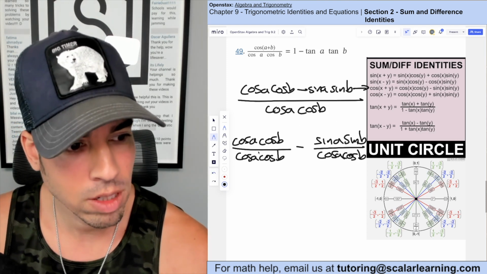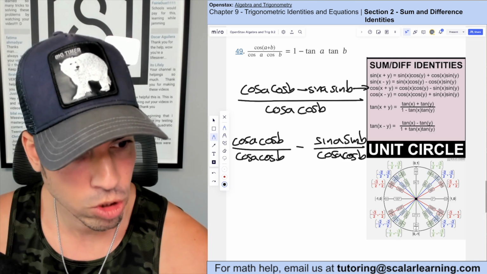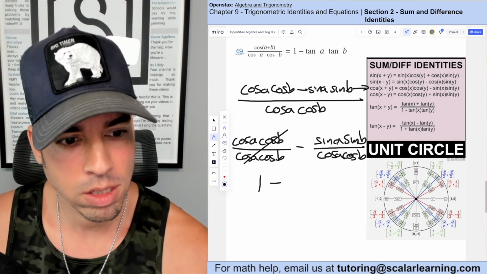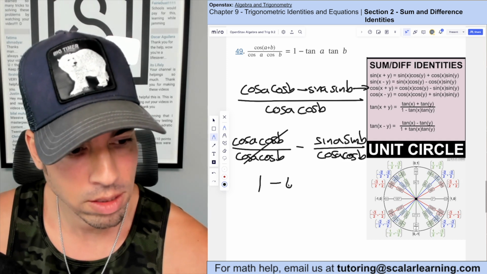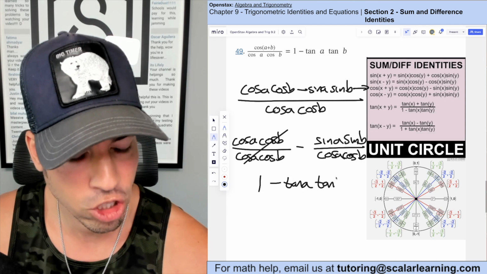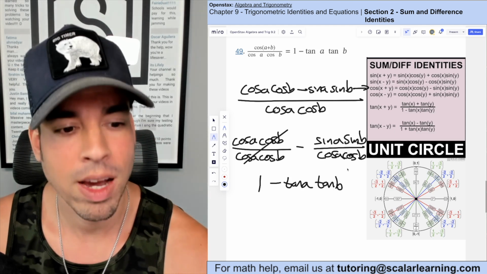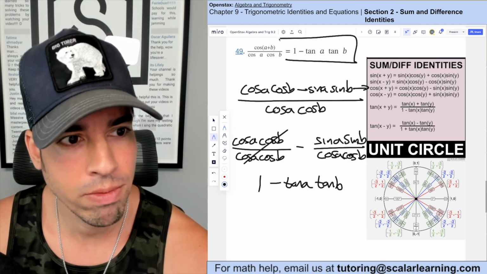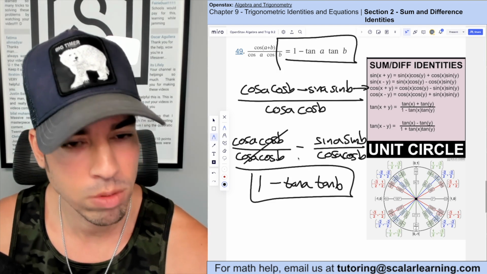Okay, well, this is obviously the same thing over the same thing, which is just 1. So that's 1 minus, and then what's sine of a over cosine of a? Well, that's the same as tangent of a. What's sine of b over cosine of b? That's the same thing as tangent of b. That's our tangent identity. Tangent equals sine over cosine of the same argument. So we have now verified this identity. Boom, done.